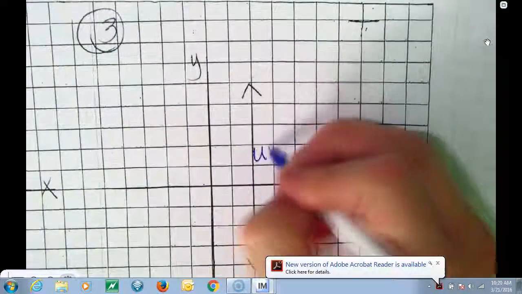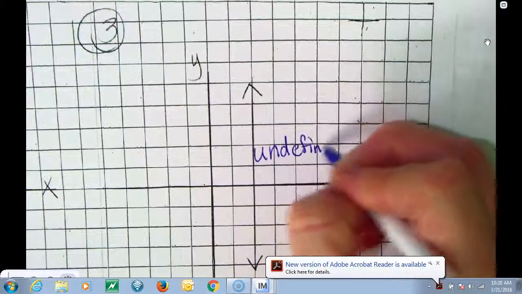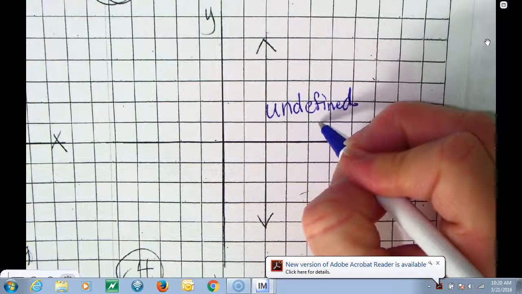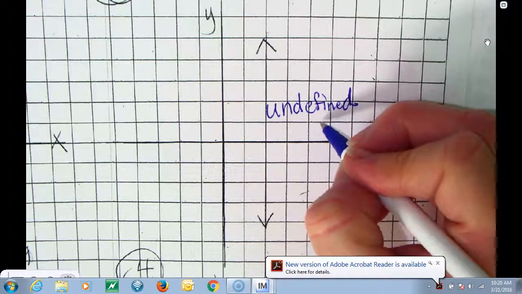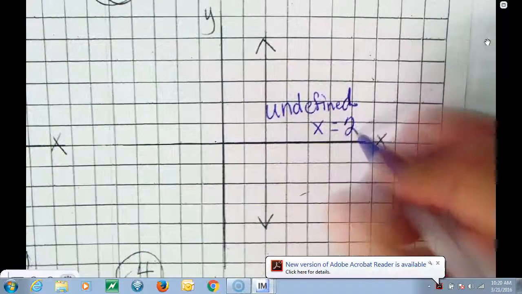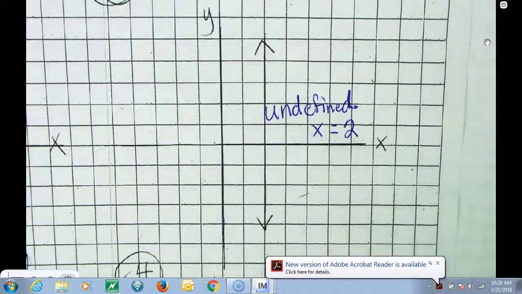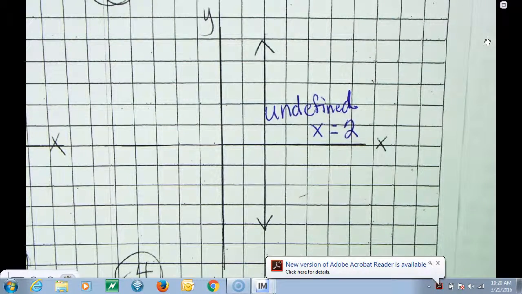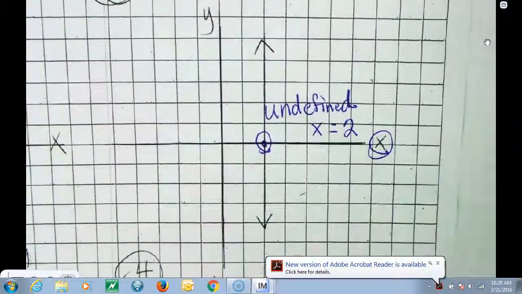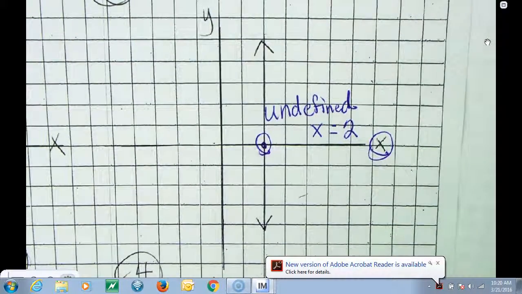What is the slope on number 3? Yay, it's undefined. So my equation is going to be, nope, x equals 2. Awesome. X equals 2. Why is it 2? It crosses the x-axis at point 2. Right there. It crosses. That's the x-intercept.